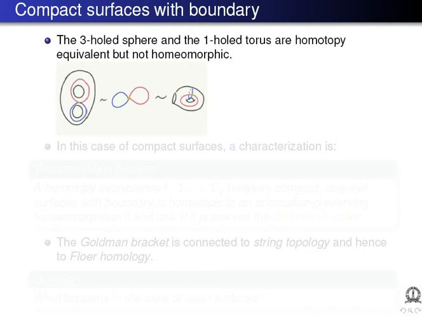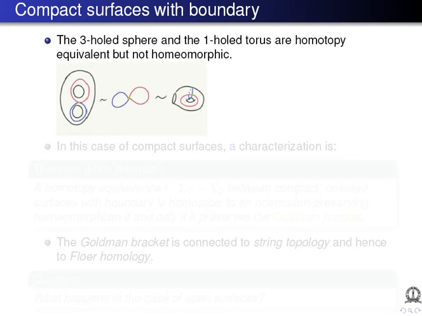So here, if you look at the three-holed sphere, that is, you take a sphere and remove the interiors of three disks on it, or you take a torus and remove the interior of a disk on it. Both of these are homotopy equivalent to a wedge of two circles, as you will see in this picture, but they are not homeomorphic to each other, since even the number of boundary components is different.